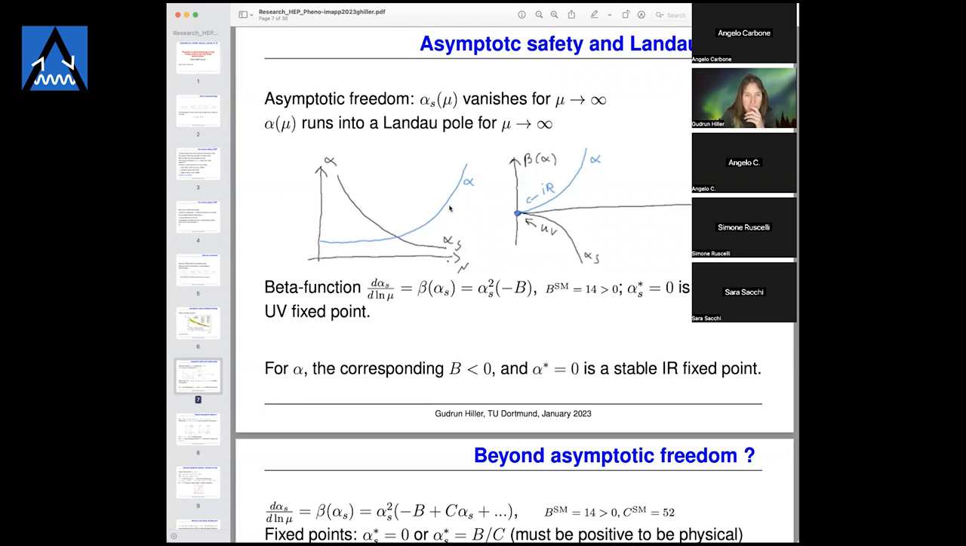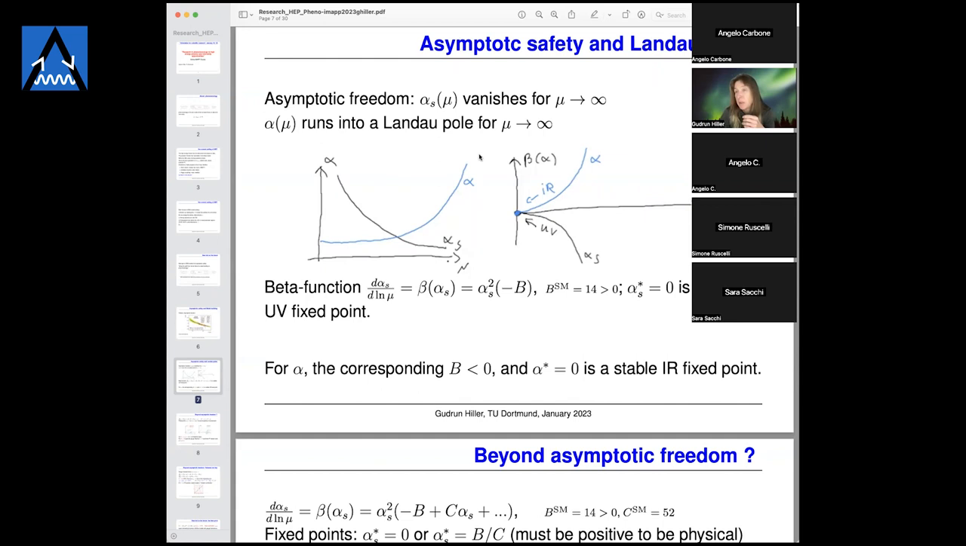Of course, this beta function for QED with the wrong sign B coefficient also has a fixed point, but this fixed point is infrared attractive. In the UV, anything can go. So the two things that can happen are asymptotic freedom, as we see here in the standard model, where a coupling vanishes, or a coupling totally blows up.